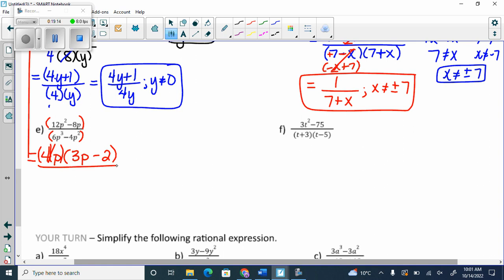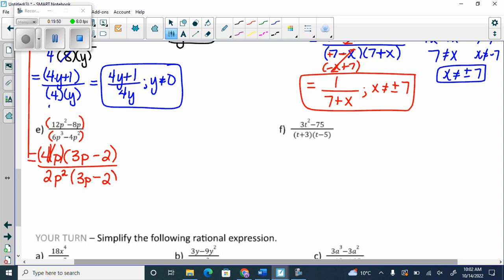All over. The bottom, 6p cubed minus 4p squared. What can I take out of the denominator? A 2 and a p squared. So I can take out a 2 and a p squared, and then I write what's left over. So 6p cubed, take out a 2p squared. 6p cubed is 3p. And then negative 4p squared, take out a negative 2p squared, I see negative 2.